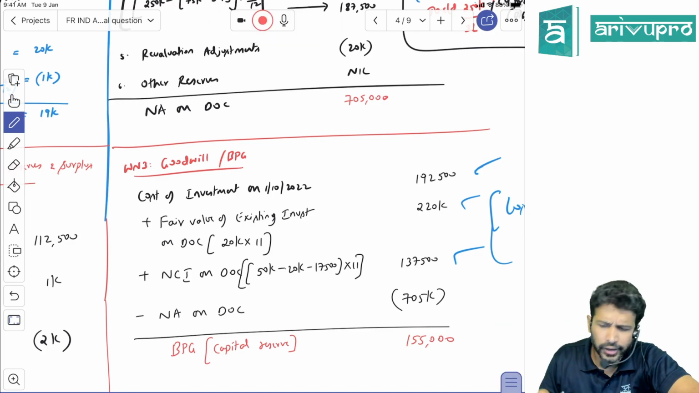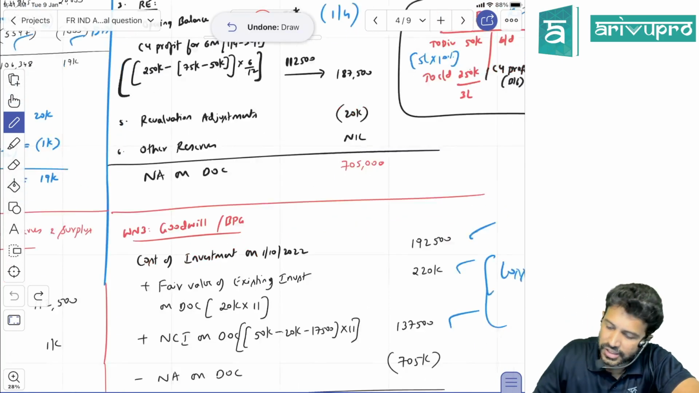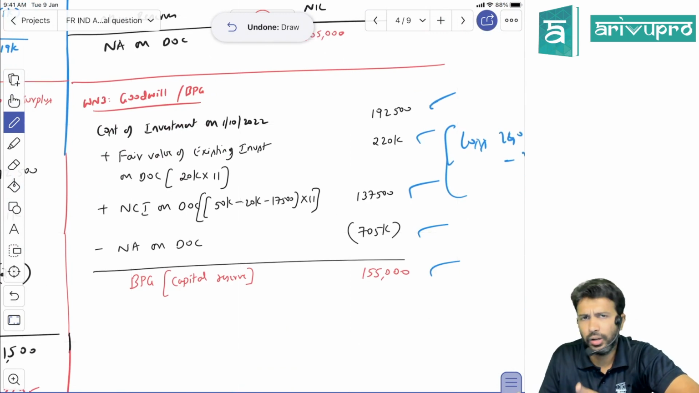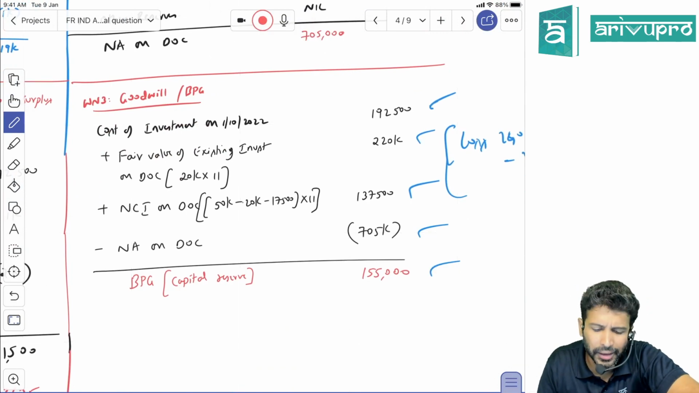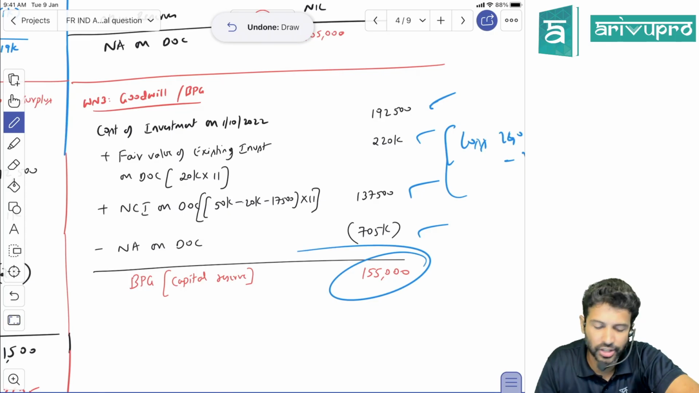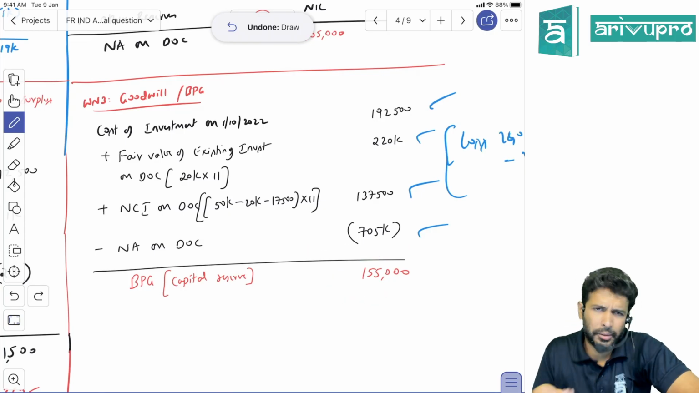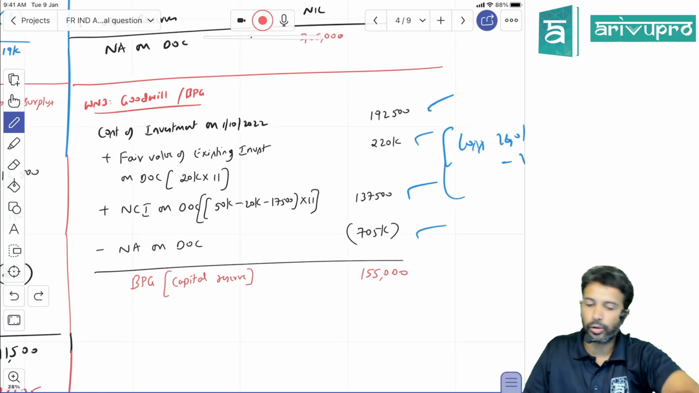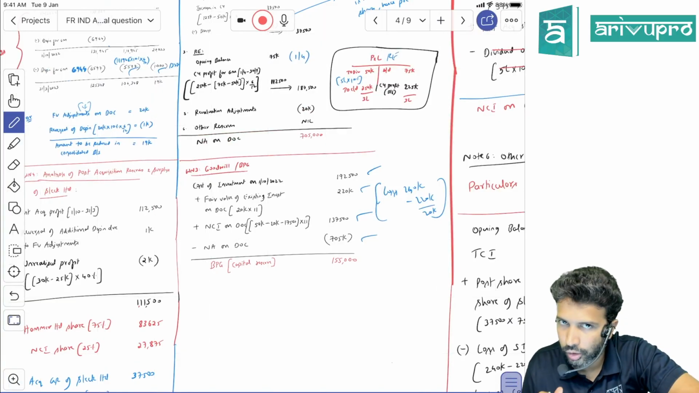Then reduce the fair value of net assets on the date of control, which is 7,05,000. You will get the goodwill. A positive number is goodwill, a negative number is bargain purchase gain or capital reserve. So here it's a case of capital reserve. Obviously, there is no goodwill, so there is no impairment on goodwill either. This is your working note number 3.